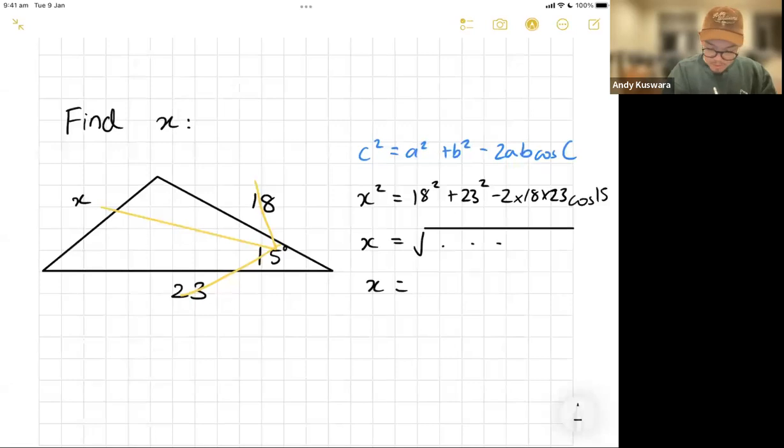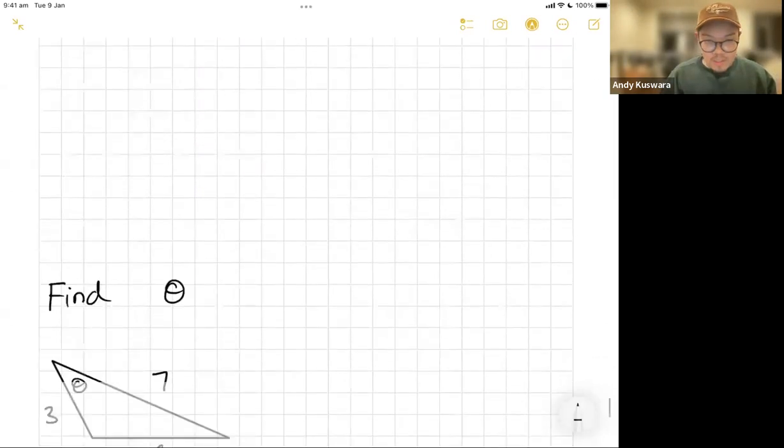And we're back. 18 squared plus 23 squared minus 2 times 18 times 23 times cos 15. And all of that under a square root, and your answer should be 7.29. And in this case, if this was centimeters, this would also be centimeters. Cool.